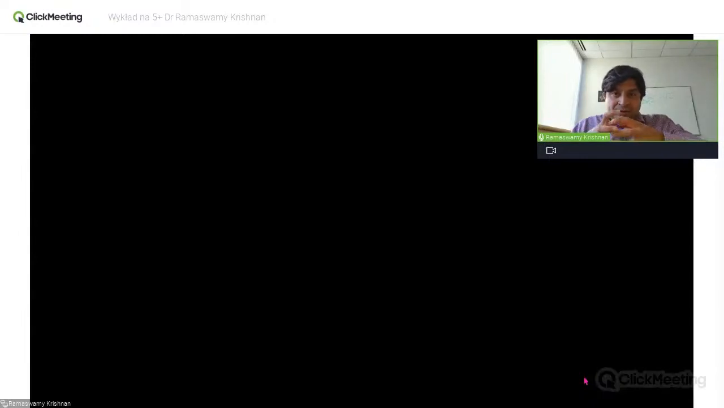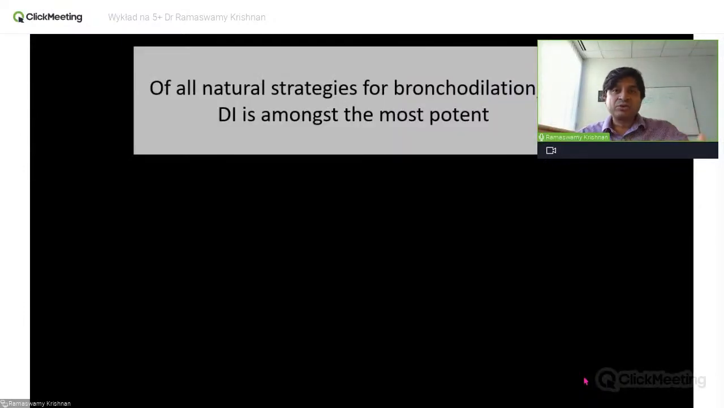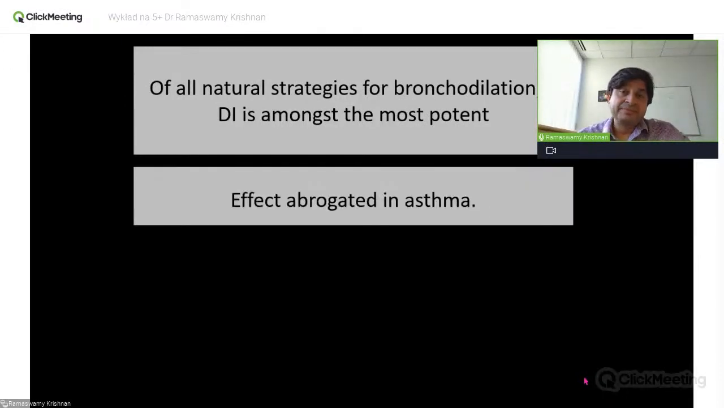Every time I do that, my airways that can sometimes narrow will immediately enlarge, will dilate. In fact, of all natural strategies that your body uses for keeping the airways open, that deep breath you took is among the most potent. However, if you have asthma, this effect fails. A deep breath does not dilate the asthmatic airway.